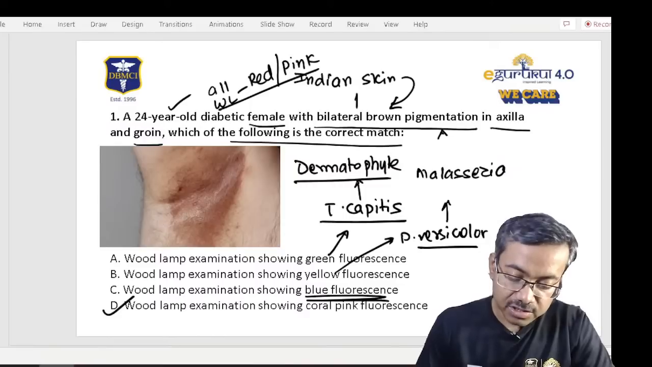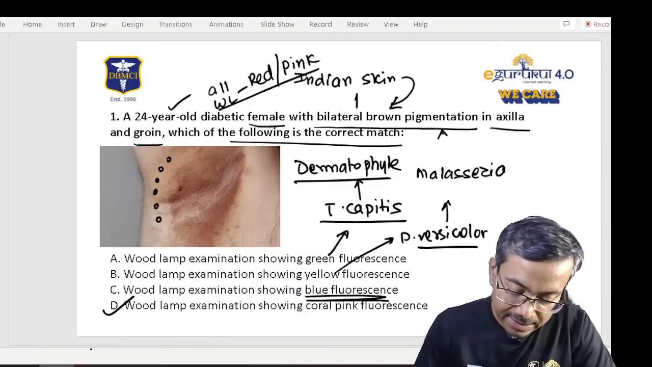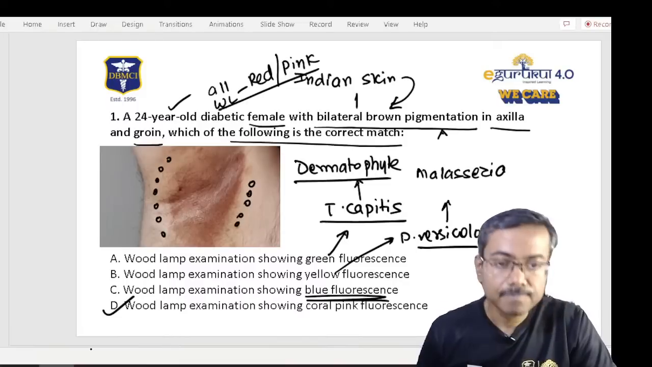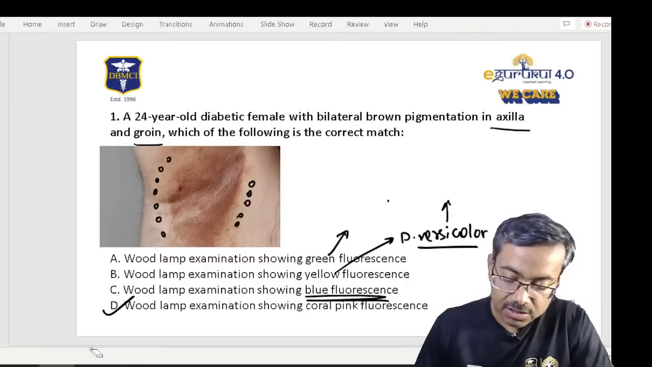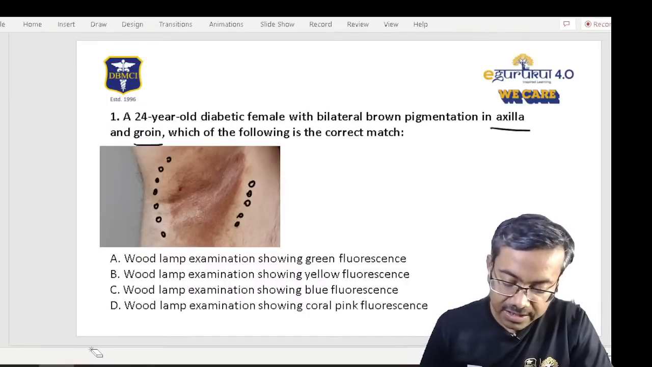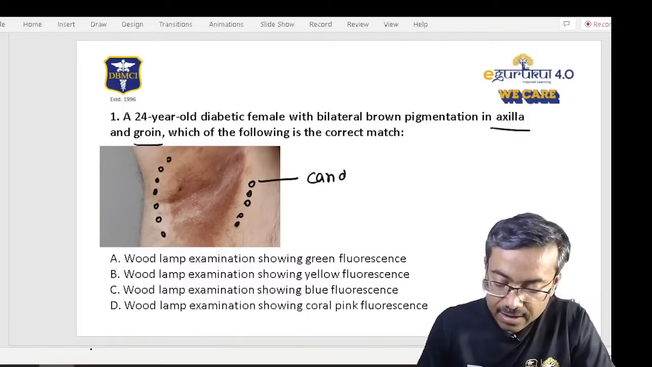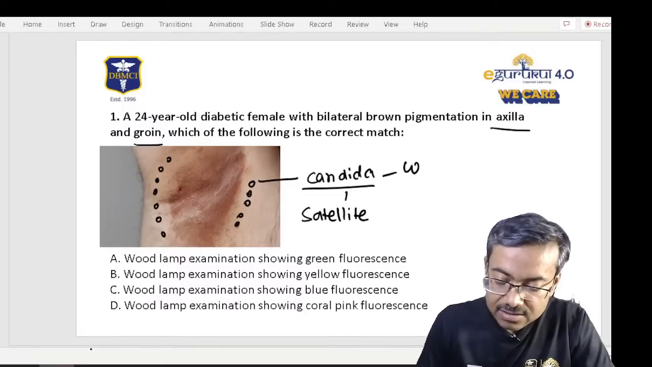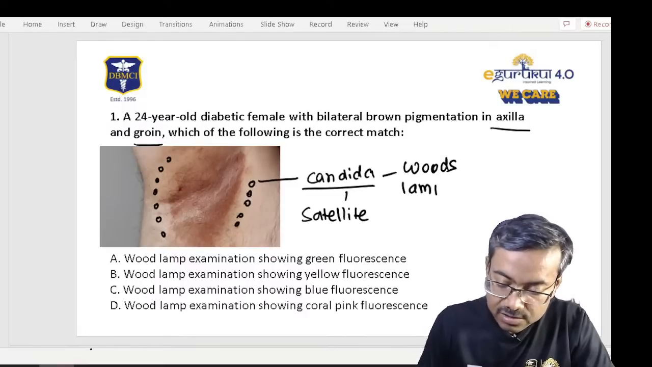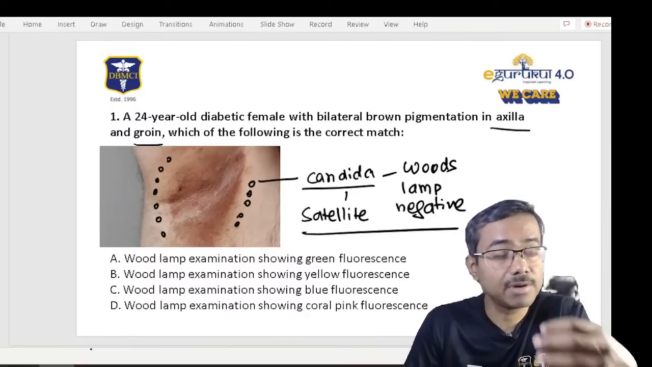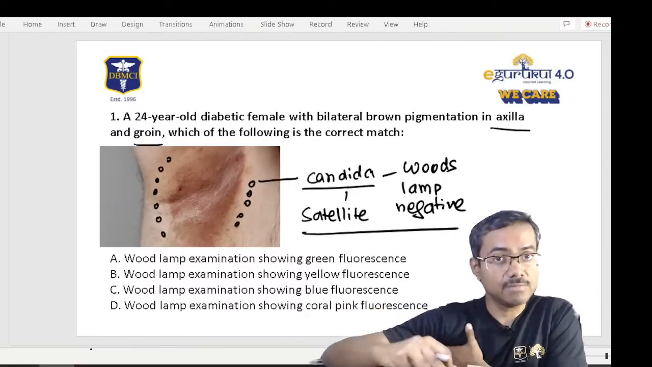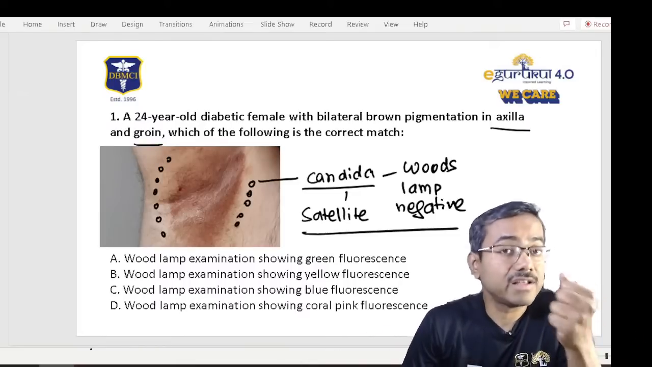Now, if the question also gives you some dotted satellites, let's assume the same question comes and you have a bit of satellite lesions, then the answer would change. Whenever you see satellite lesions, think candida. Typically candida is Wood's lamp negative. So many times in the OPD, we get confused in the axilla, whether it's candida, because that is also very common in sweat areas, or erythrasma.